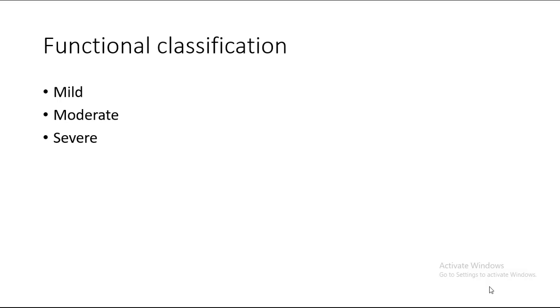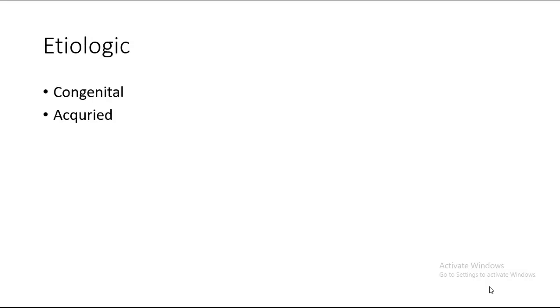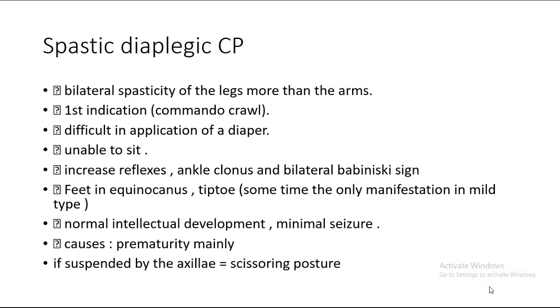Functional classification shows the degree of severity of the functional changes, so it describes three types of cerebral palsy based on this classification: the mild, moderate, and the severe. The etiology could be congenital or acquired.